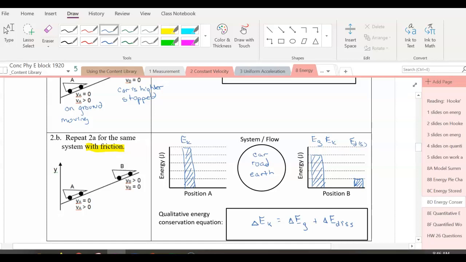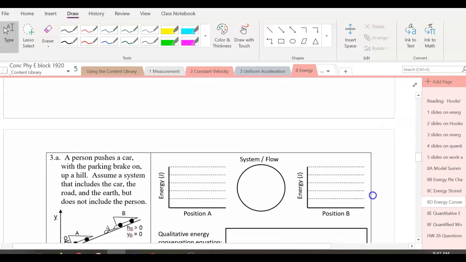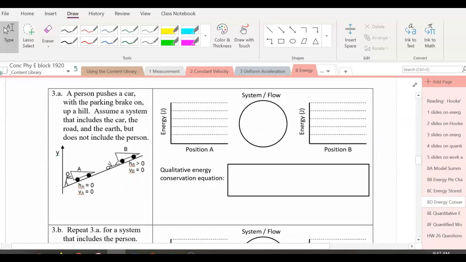Okay, let's go on to problem 3. So here we have another car, but now it's a person who's pushing the car, and the parking brake is on. They're really making the job hard. That tells us there is friction. And we're going to assume that the system includes the car, the road, and the earth, but does not include the person.